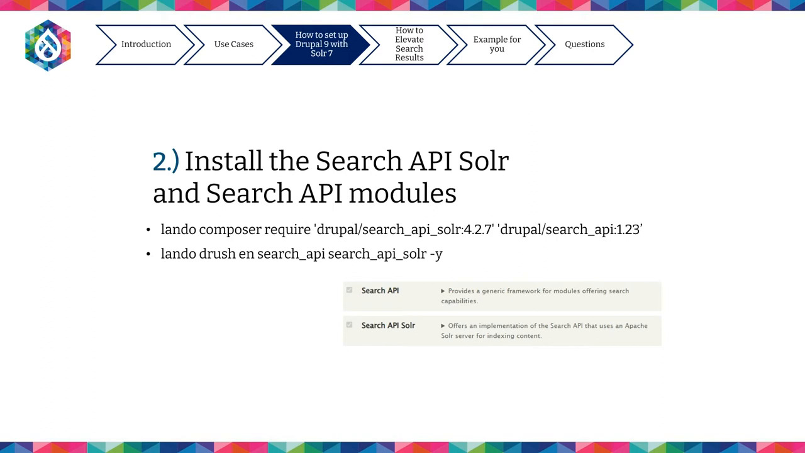Okay, after getting Drupal 9 and Solr 7 stood up using Lando, you want to install the relevant search modules, which in our case are just two. They're Search API and Search API Solr. Search API gives a generic framework for modules that give search capabilities, and Search API Solr, as the name implies, gives your site the ability to connect to a Solr backend. And as usual, you use Composer to install those packages, and then you enable them on your site using drush en, short for enable.